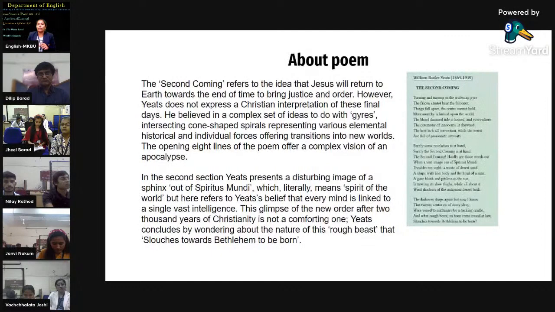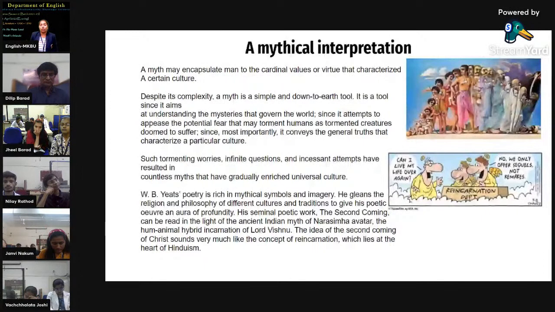And on the other hand, we can see a human body with a lion head, which we can interpret with Indian Hinduism. A myth may encapsulate, in a man, the cardinal values of virtue that characterize a certain culture. Despite its complexity, a myth is a simple and down-to-earth tool. It is a tool since it aims at understanding the mysteries of the surrounding world, seeing that it attempts to appease a portrayal of fear that may terminate humans, a terminated creature doomed to suffer. Most importantly, it conveys the general truth that characterizes a particular culture.